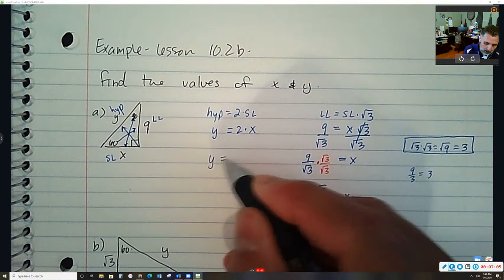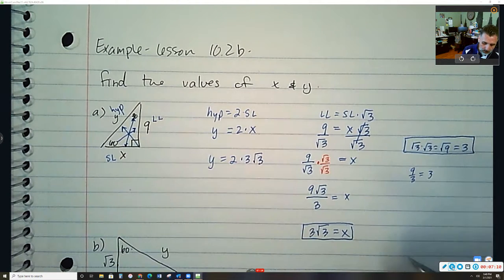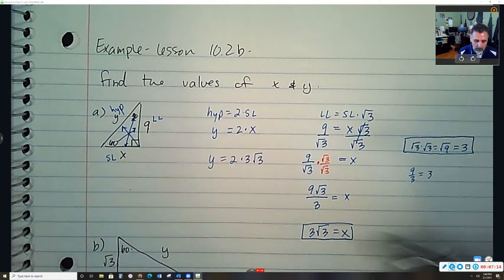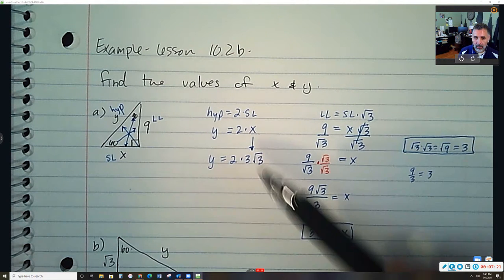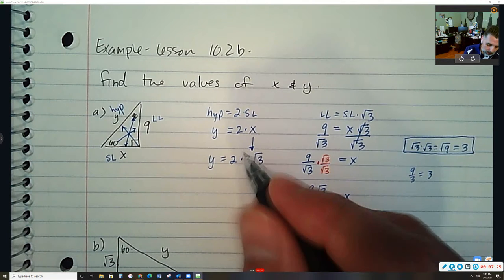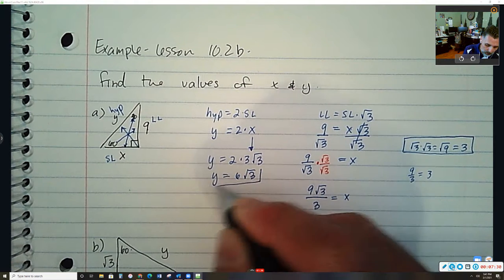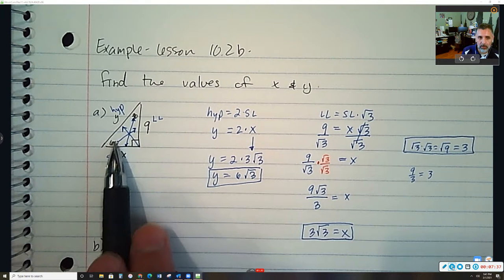So watch, I'm going to substitute 3 times the square root of 3, because I just figured out x was 3 times the square root of 3, so I'm going to put it in here. Right? And although this one was kind of messy, this is easy. All you have to do is multiply the 2 numbers in the front, and we get y equals 6 square root of 3. And I figured out what y and x is for this 30, 60, 90 triangle.